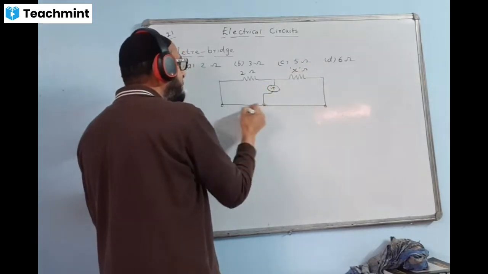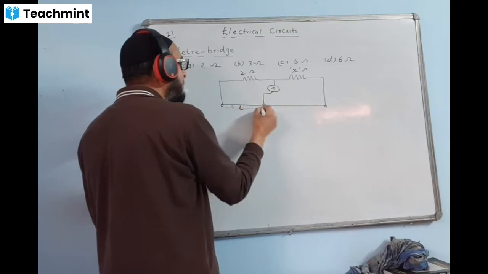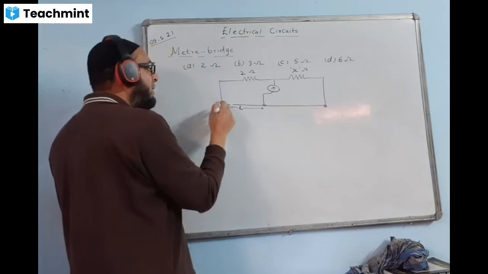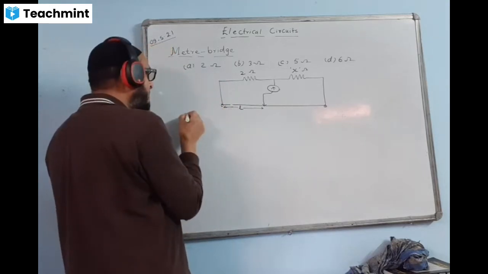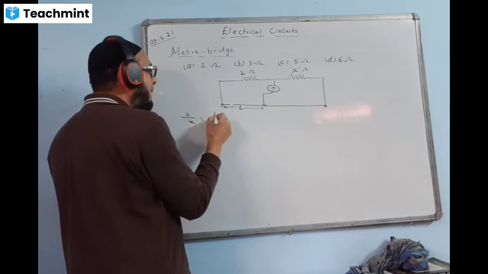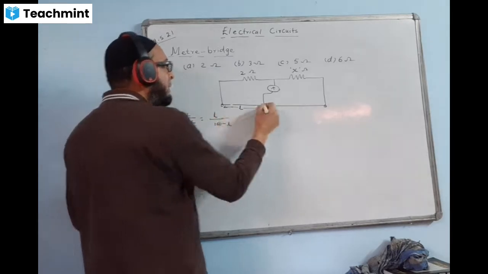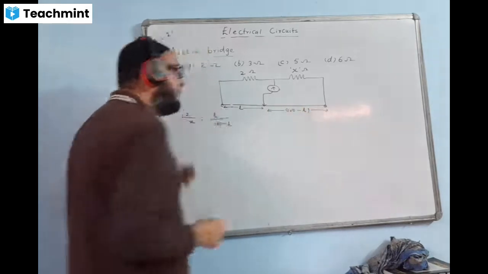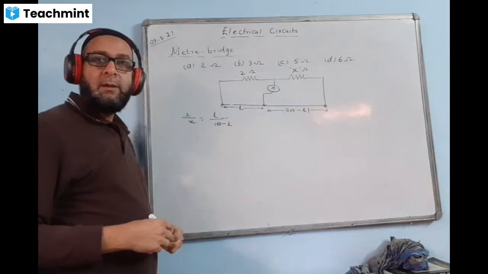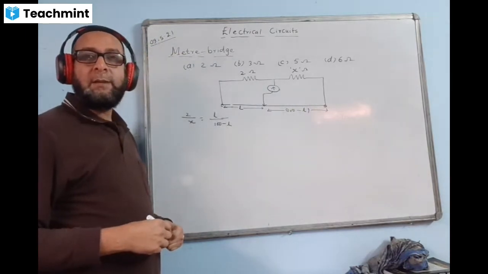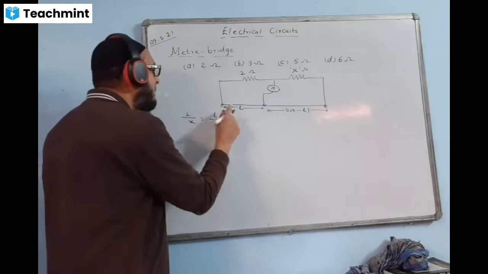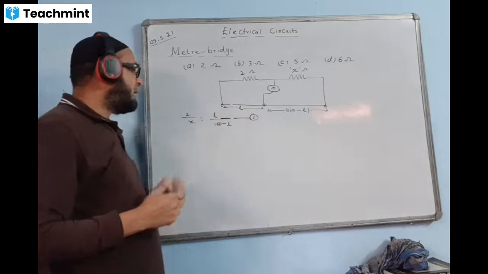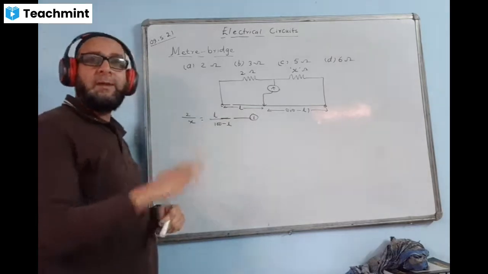First case: suppose the balancing length obtained is L. I can directly write 2 by X is equal to L divided by 100 minus L. The remaining length will be 100 minus L because it is a meter bridge, one meter or 100 centimeters long. I'll mark this as equation number 1, because X and L are both unknown.